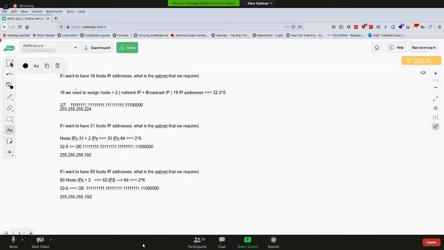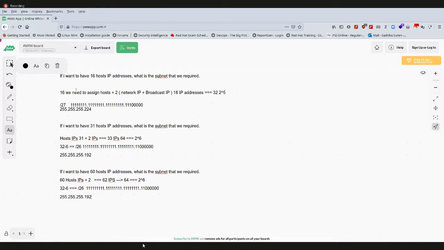If your address is 192.168.1.255, that data packet will go to all the IP addresses on the network. Is it clear, guys?